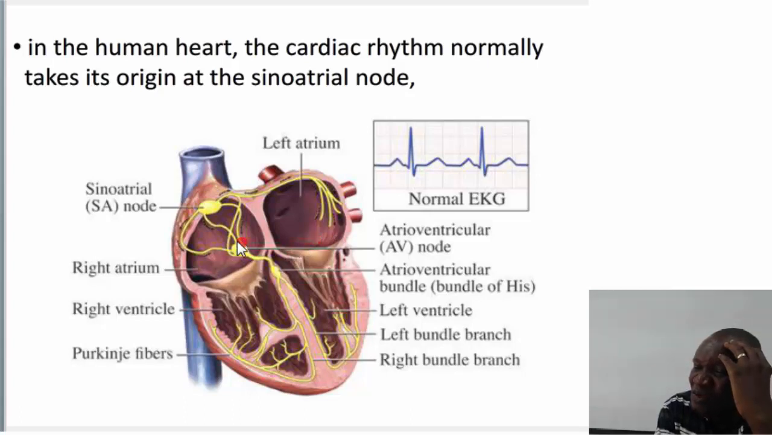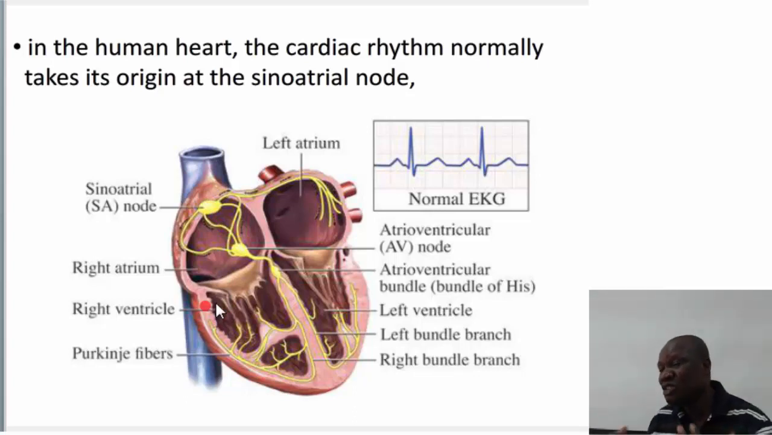Then through the atrioventricular node to the Purkinje fibers. Then the bundle of His to the Purkinje fibers, then to the cardiac muscle. So this will generate action potential spontaneously and will be conducted to the cardiac muscle. And this will result in the generation of the cardiac action potential in the cardiac muscle. Now we'll continue.